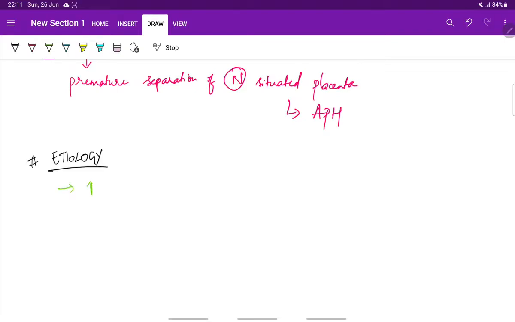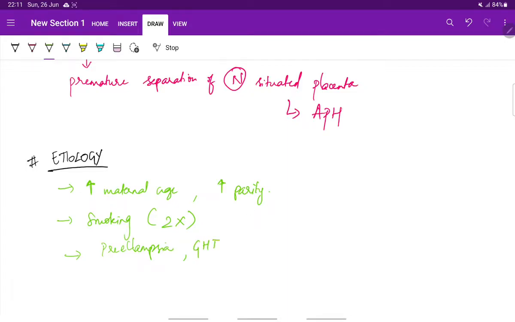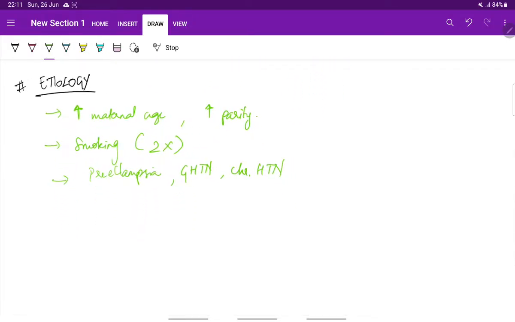It is more common with increasing maternal age and increase in parity, that is, it is more common in multiparous women, and smoking increases the risk by twofold. Next, preeclampsia, gestational hypertension and chronic hypertension. All these also increase the risk for Abruptio placentae.